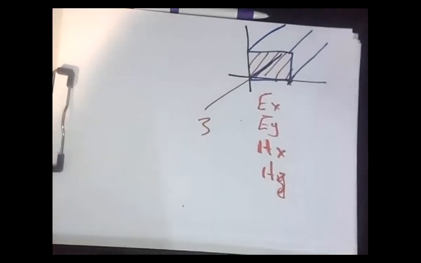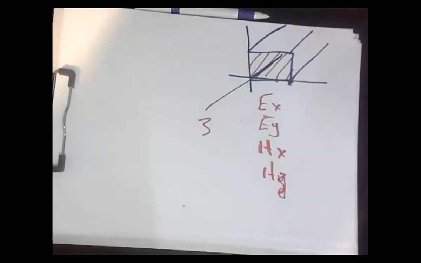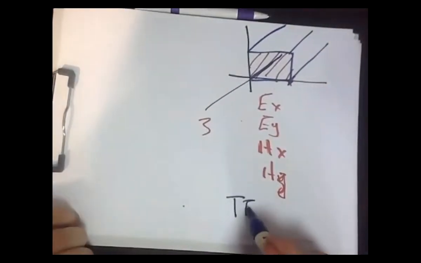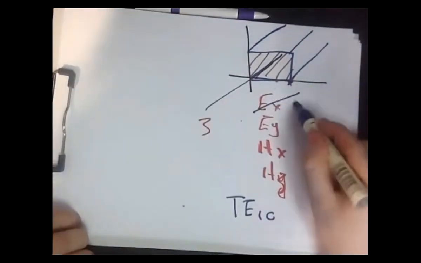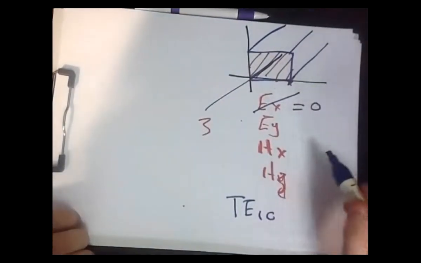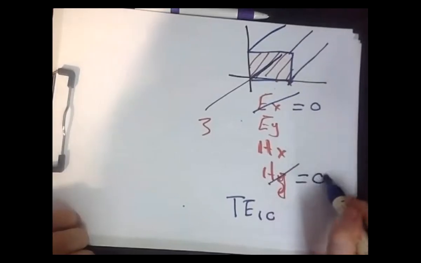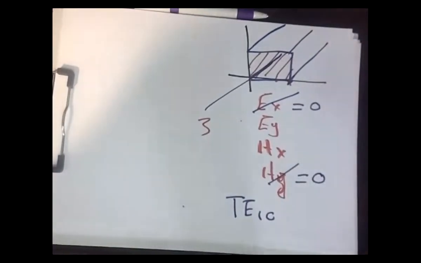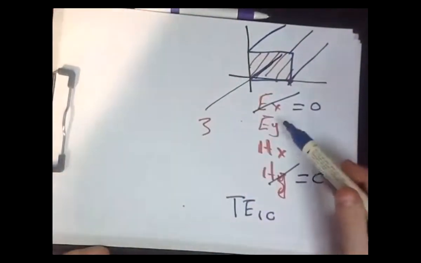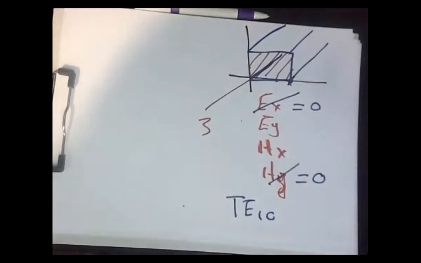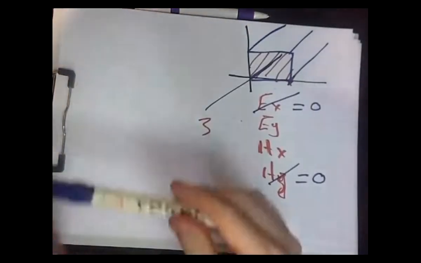As we are in a TE10 mode, we found that EX is equal to 0 and HY is equal to 0. So simply, what we have as electrical and magnetic field components in the XY plane is simply EY and HX. Let's start with the electrical field, EY.